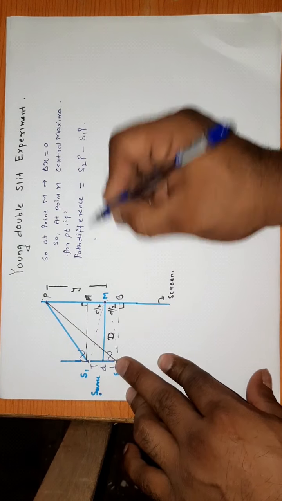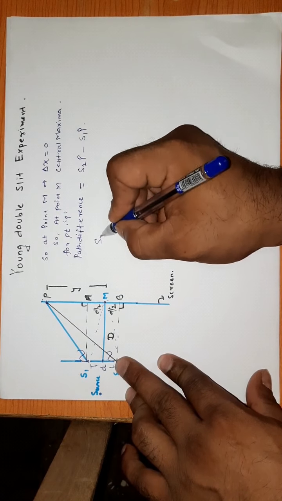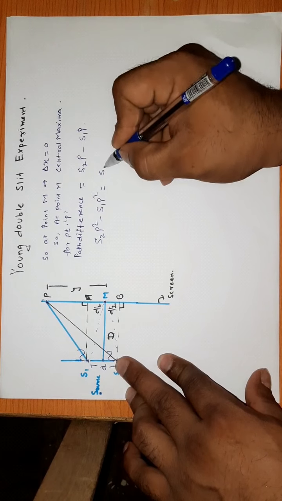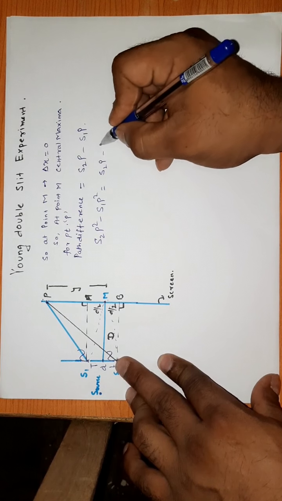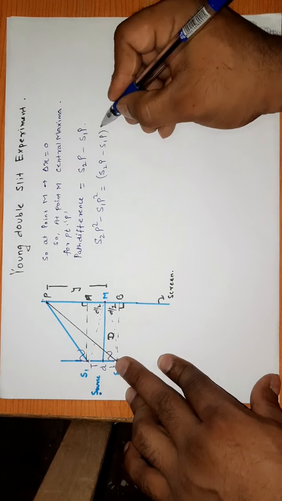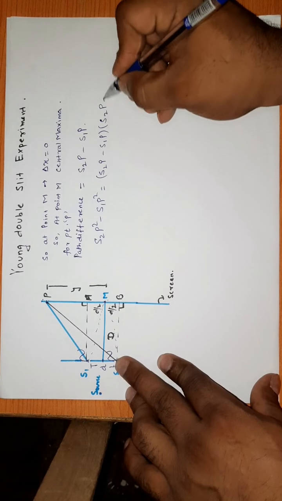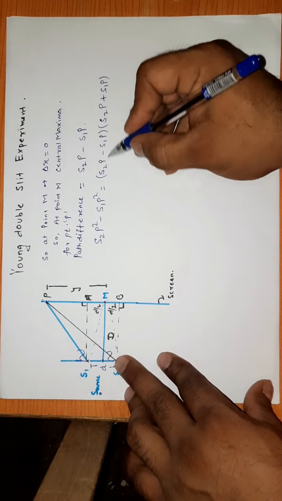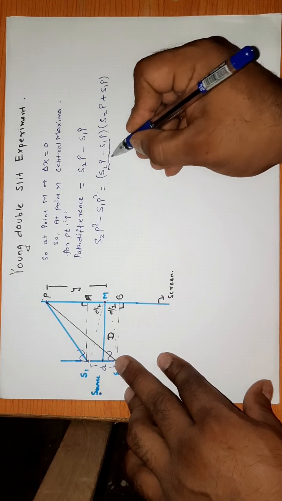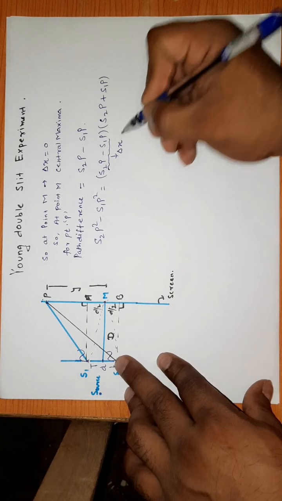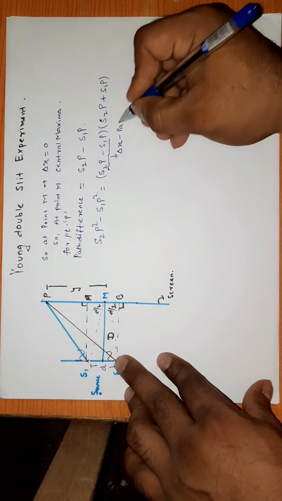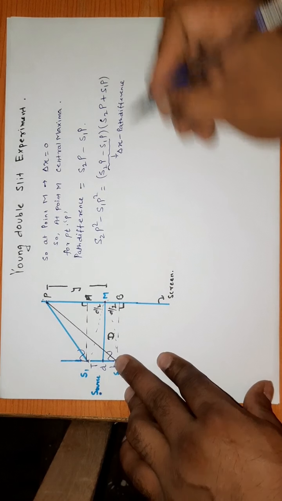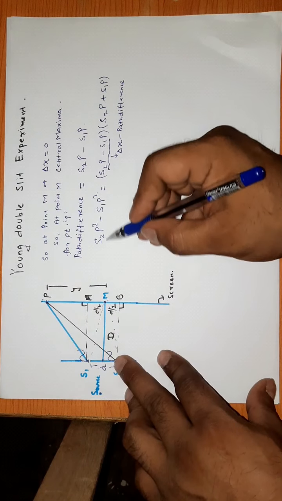So first of all we will use S2P square minus S1P square. We can write that as B square minus A square. S2P minus S1P in one bracket, and S2P plus S1P in another bracket. So this is our path difference. We can represent it as delta x, the path difference.